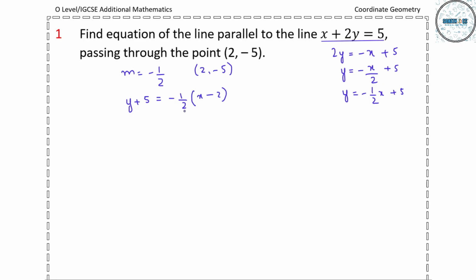We'll multiply this 2 by y plus 5, so it will become 2y plus 10. We'll multiply minus 1 by x minus 2, so it will be minus x plus 2. So 2y is equal to minus x plus 2 minus 10 will become minus 8. So this is the equation of the line which is parallel to the line x plus 2y is equal to 5 and passing through the point 2 comma minus 5.